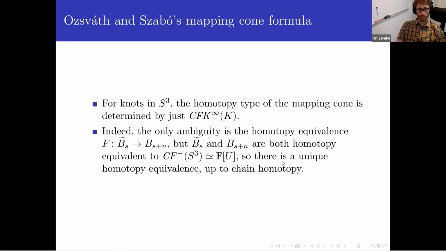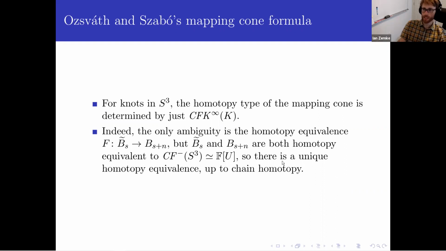And the point is that all of the maps were just canonical maps, except for one, which was this homotopy equivalence. And in this homotopy equivalence, we had to make a choice. But if you think about it, it's a homotopy equivalence between f adjoining u and f adjoining u. And there's really only one of those. I mean, technically, it's a homotopy equivalence between complexes which are homotopy equivalent to f adjoining u. So in practice, there might be more than one, but they're all homotopic.